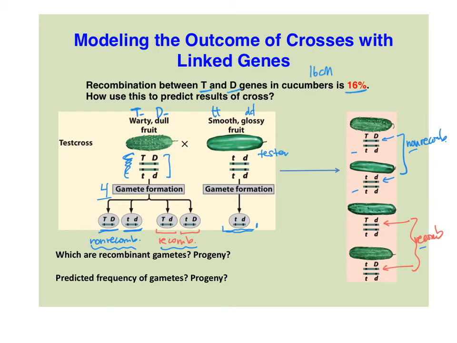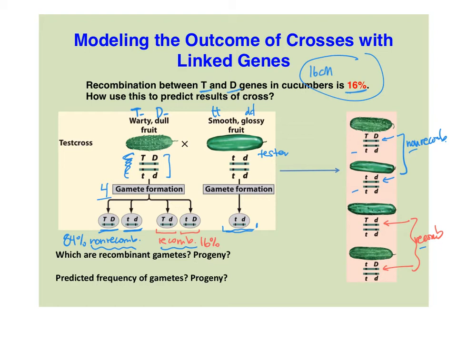Well, we know something about the T and D genes already, and that is that they are 16 centimorgans apart on the chromosome, which means there's 16% recombination between them. And that tells us exactly how many of the gametes will be recombinant. 16% of the gametes will be recombinant, and 100 minus 16 will be non-recombinant. So that's 84% will be non-recombinant.